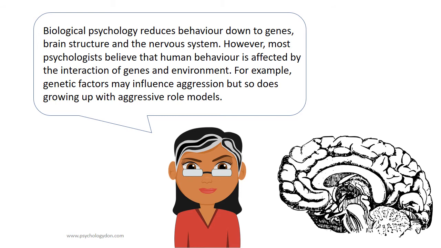Biological psychology reduces behaviour down to genes, brain structure and the nervous system. However, most psychologists believe that human behaviour is affected by the interaction of genes and environment. For example, genetic factors may influence aggression, but so does growing up with aggressive role models.